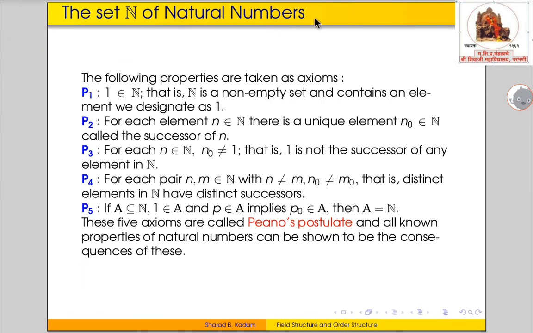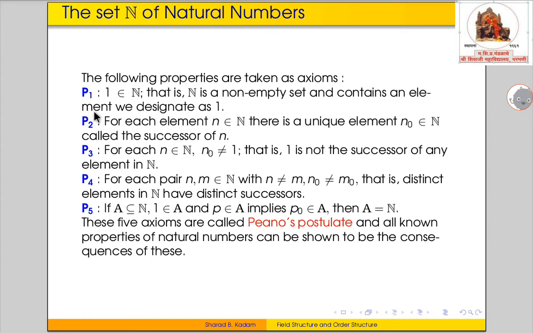Next, the set N of natural numbers. Here this notation is called script N. So for the set of natural numbers N, the following properties hold. The first property is P1, and it states that 1 is a natural number, that is 1 belongs to the set of natural numbers, from which we conclude that the set of natural numbers is non-empty. A set is said to be non-empty if it consists of at least one element.